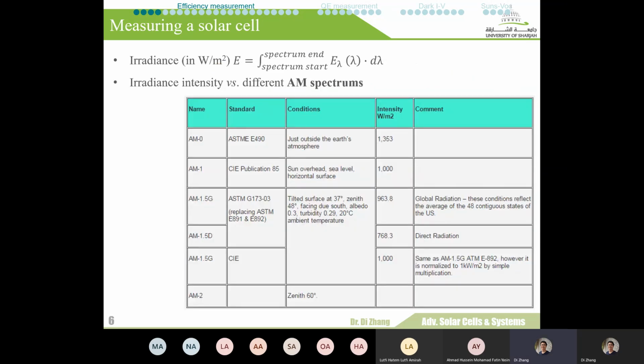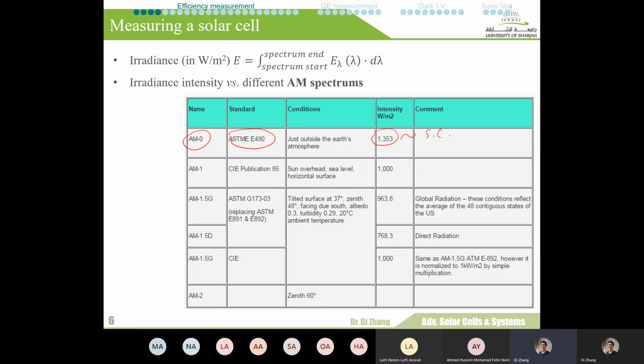And here we have some examples from different air mass spectrum, so that you can have an idea. So for instance, if you do integration of the air mass 0 spectrum based on the ASTM E490 standard, the space spectrum will give you about 1,353 watt per square meter intensity. This is very close to the solar constant value that we mentioned back in solar PV.